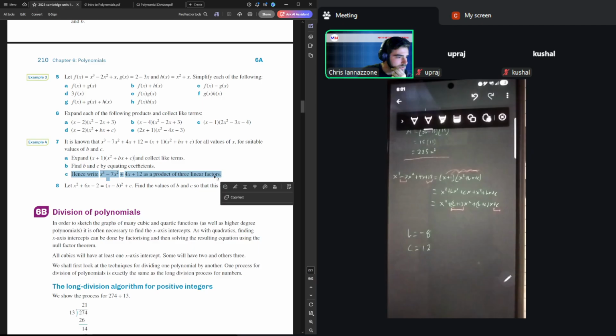Now this is where it's all heading. So part C, hence write that cubic as a product of three linear factors. Now that we have b and c solved, it'll allow us to do what part C is telling us to do.